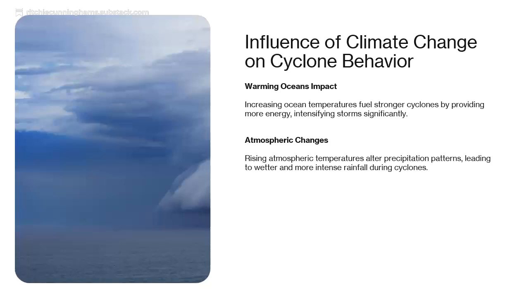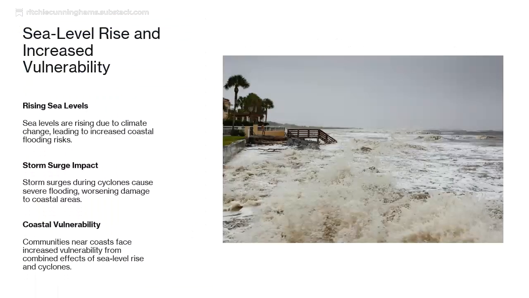Key terms to learn and use in exams. Tropical cyclone: a rotating low-pressure storm system forming over warm tropical oceans. Low pressure: an area where air is rising, leading to cloud formation and rainfall. Latent heat: heat released when water vapor condenses, powering tropical cyclones.